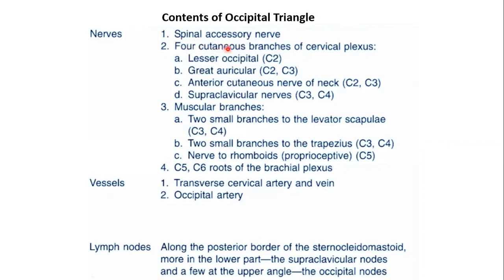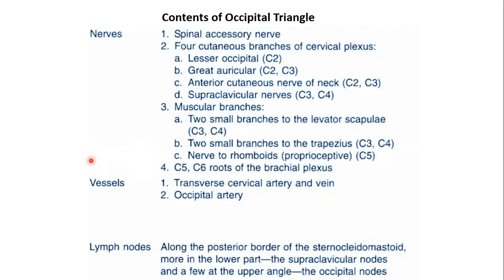So I've shown you the spinal accessory and these four cutaneous branches of the cervical plexus. And then there are the muscular branches, the motor branches. These are two small branches to the levator scapulae, two small branches to the trapezius, and nerves to the rhomboids, whose fibers are proprioceptive, not motor, right? So this is then the C5 to C6 roots of the brachial plexus. These are the nerves overall present in this occipital triangle: the spinal accessory, a cranial nerve, then the four cutaneous branches, and the muscular branches, these four, right?